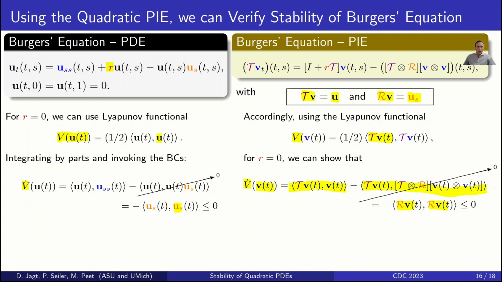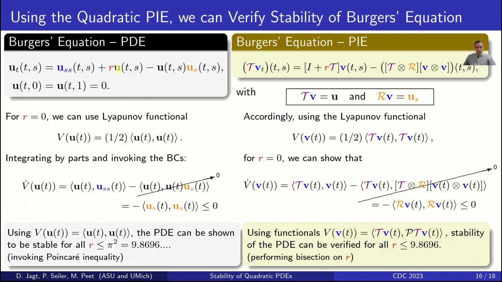Now then, reintroducing this reaction term R, we note that with the same energy functional, we can actually prove the system to be stable whenever R is smaller than pi squared using the Poincare inequality. Performing bisection on the value of R and using this quadratic Lyapunov function parameterized by an operator P, we can verify stability for any value of R smaller than 9.8696, which is very close to this analytic stability bound.